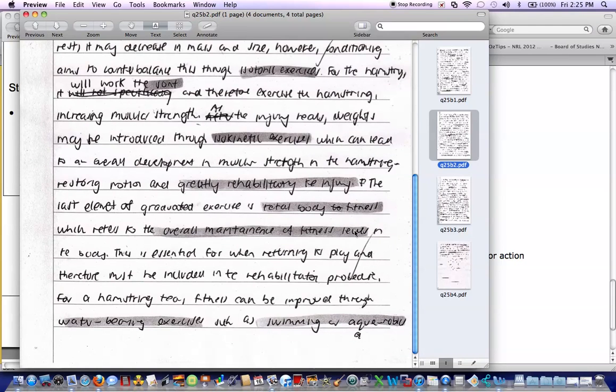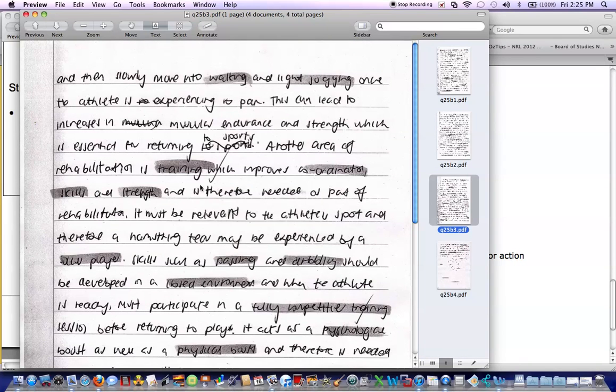Refers to the overall maintenance of fitness levels in the body. This is essential for when returning to play and therefore must be included in the rehabilitation procedure. Again, justifying, relating it to the hamstring. We go to the third page. It goes in and explains some of the different types of exercises that could be done for total body fitness, and relates it to the hamstring.